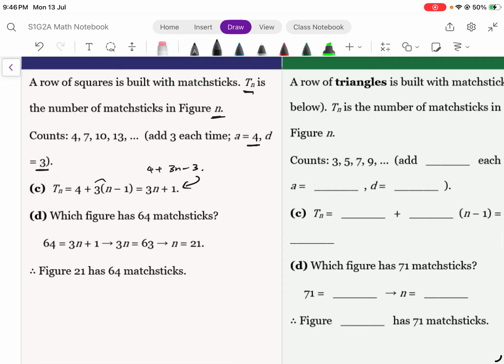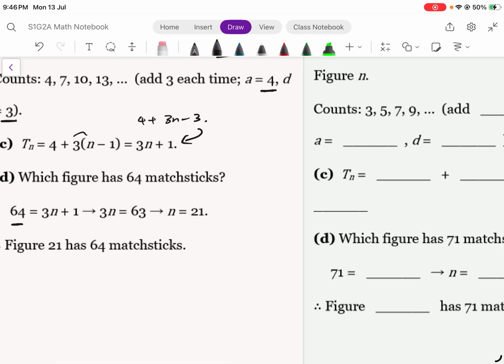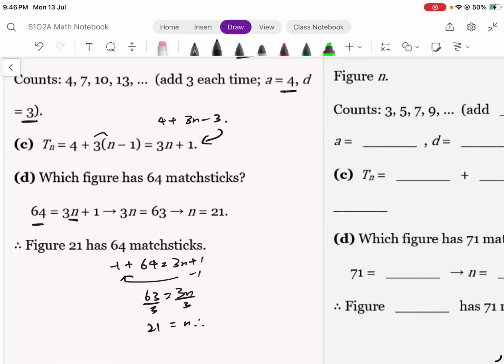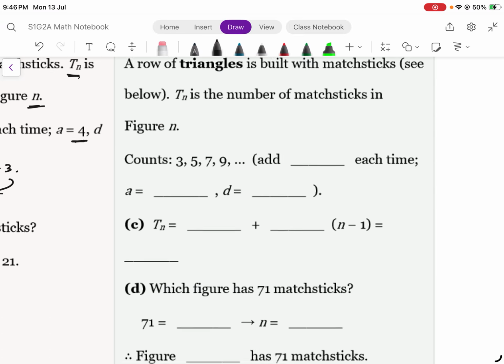Which figure has 64 matchsticks? This is the part where we have the value and need to find n. So 64 equals 3n plus 1. Minus 1, minus 1, you get 63 equals 3n. Divide by 3, divide by 3, n equals 21. So figure 21 has 64 matchsticks.